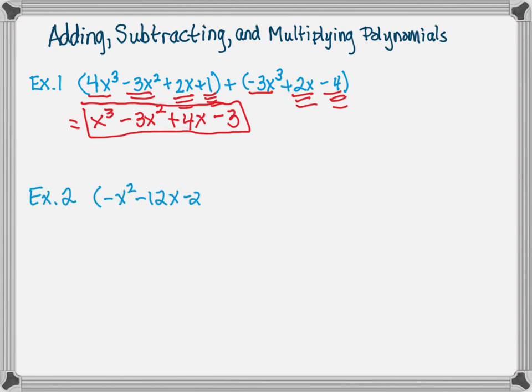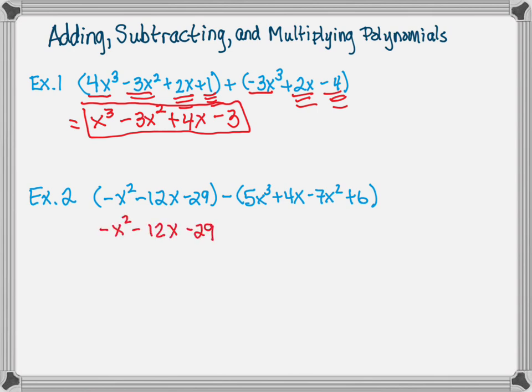Now let's look at an example where we are subtracting. So here I have negative x squared minus 12x minus 29 minus 5x cubed plus 4x minus 7x squared plus 6. Now notice the second term is not in standard form, and that's okay. We can either put it in standard form, or I can wait and have my answer in standard form. I'm going to do the latter. I'm going to just simplify and put my final answer in standard form.